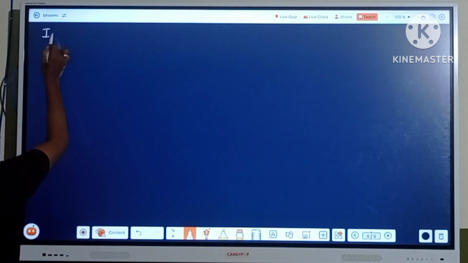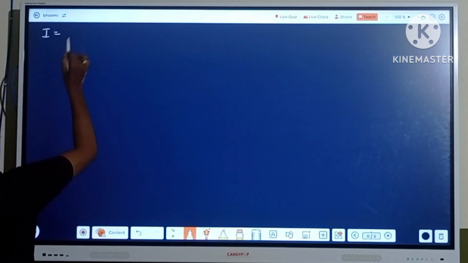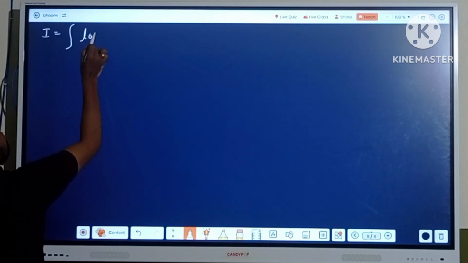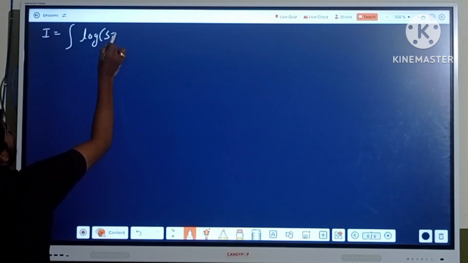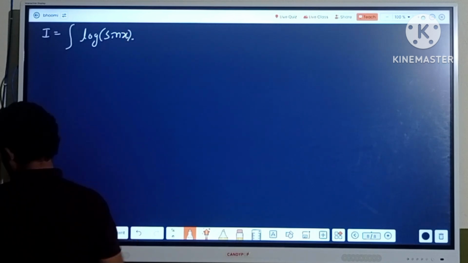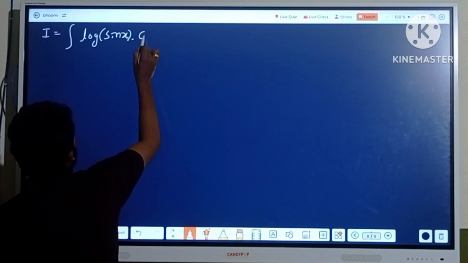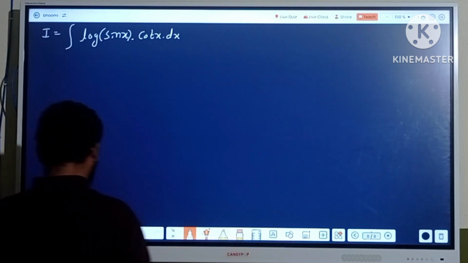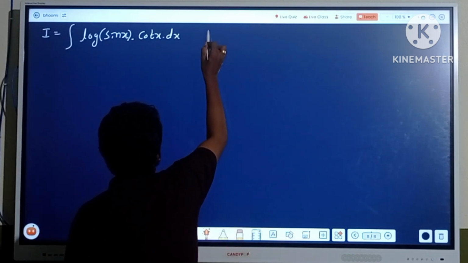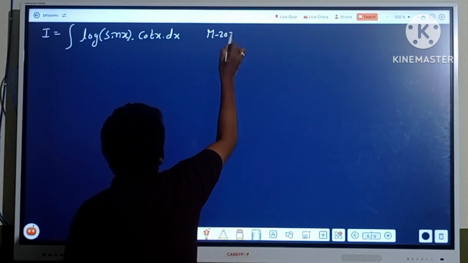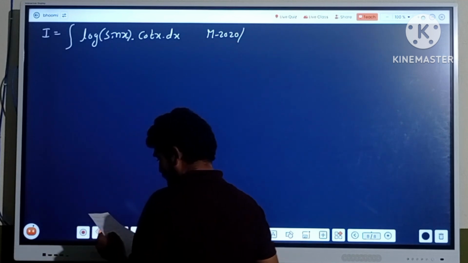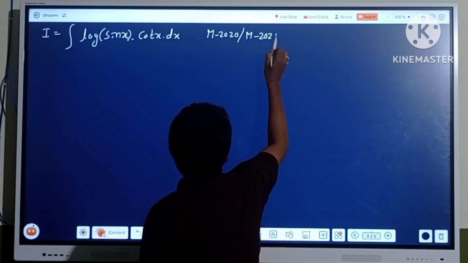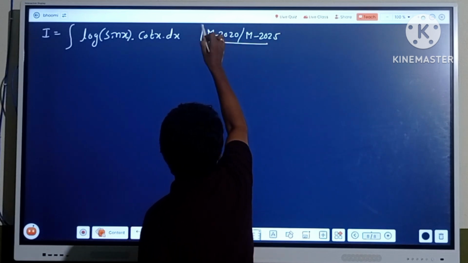Evaluate I is equal to the integration of log sin x into cot x dx. This question was asked in March 2020 as well as in March 2025.